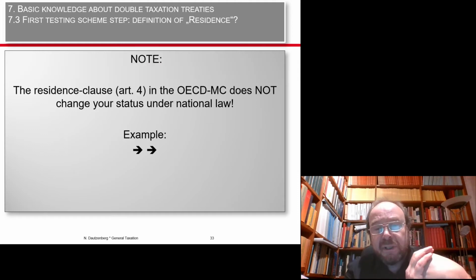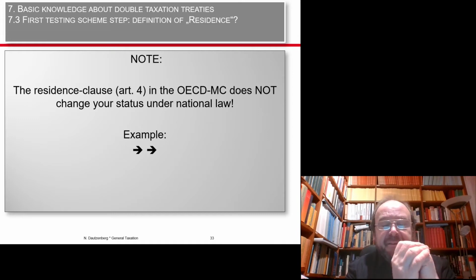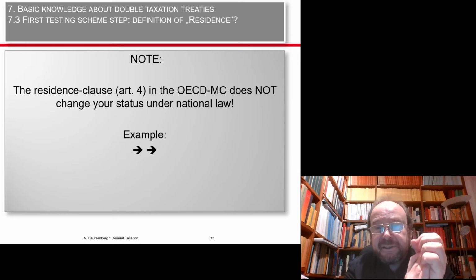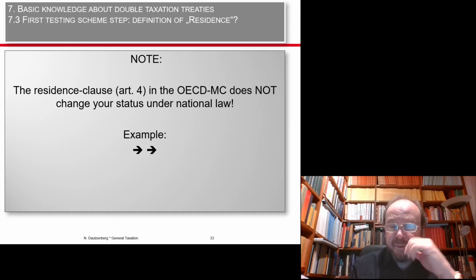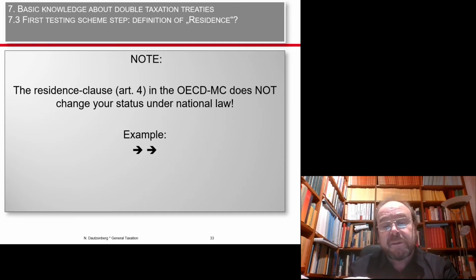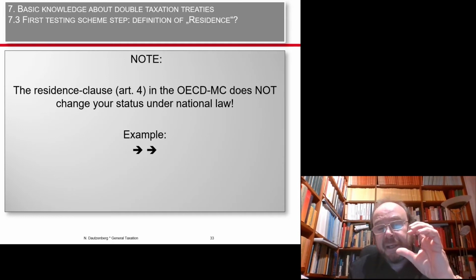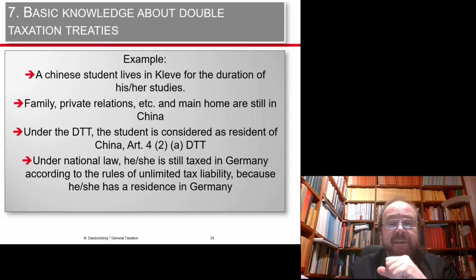So that is one of the first articles already, Article 4 in the so-called OECD Model Convention, that defines where you are resident. But as I already told you, that is only a decision which is valid for the purpose of reading the Double Taxation Treaty. That does not change your unlimited tax liability if you have a secondary residence in Germany. No, it is only a help for reading the DTT rules.